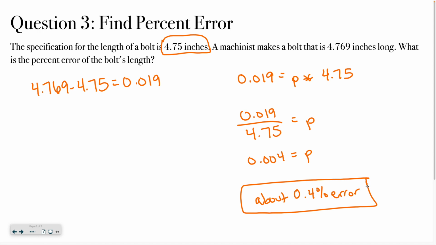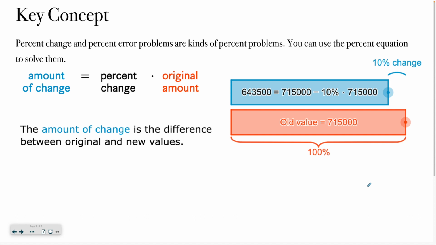found that by doing 4.769 minus 4.75 to find the change was 0.019. And you said 0.019 equals the percent times what the length of the bolt was supposed to be, 4.75. You divided by 4.75 to get 0.004, and since we moved the decimal 2 places to the right to go from a decimal to a percent, that leaves me with 0.4% error.